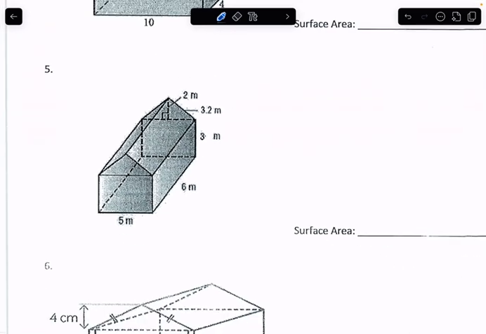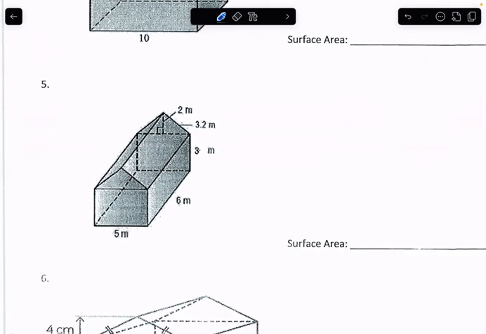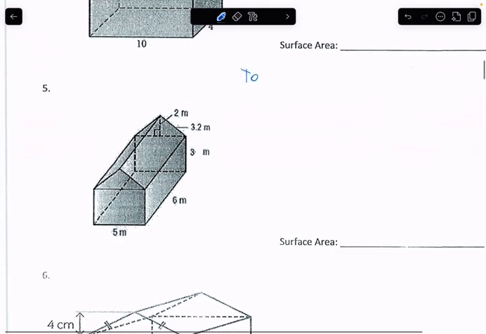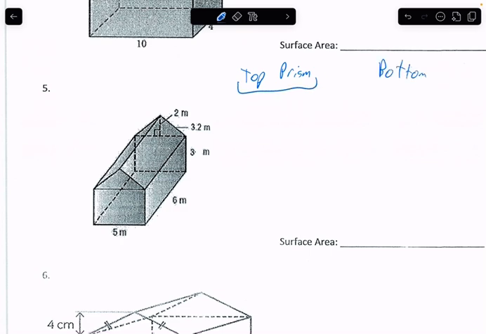Okay, so if we look at number 5 here, we have our top prism, and then we have our bottom prism. And again, we can't really use the equation for it. That's just not going to be very efficient. So the top prism, we've got the front. The front will be the same as the back.